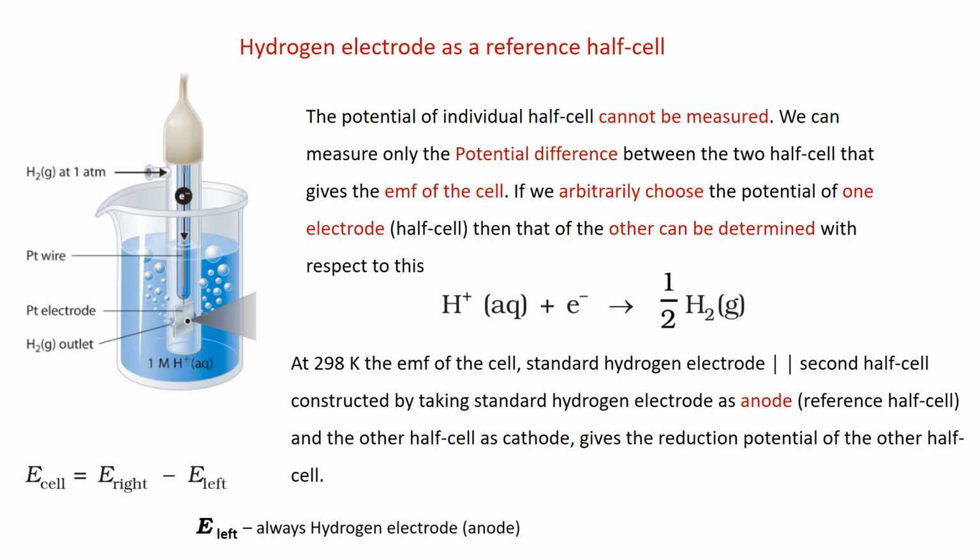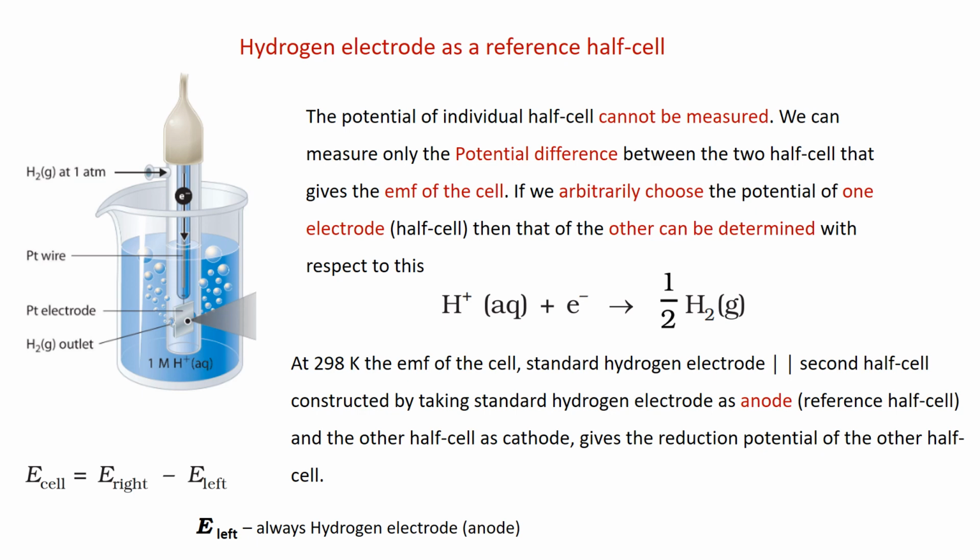Hydrogen electrode as a reference half cell. How does the hydrogen electrode act as a reference? Let me see. We know the formula. At the bottom I have given the formula. We have already seen that E cell is equal to E R minus E L. That is, the cell potential is the potential difference between the cathode and the anode, that is, the electrode potential of the right side minus the electrode potential of the left side.